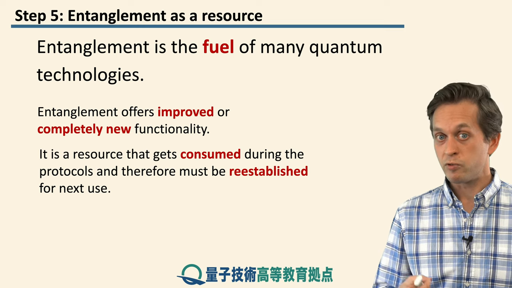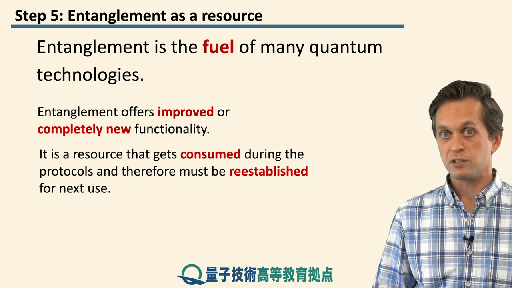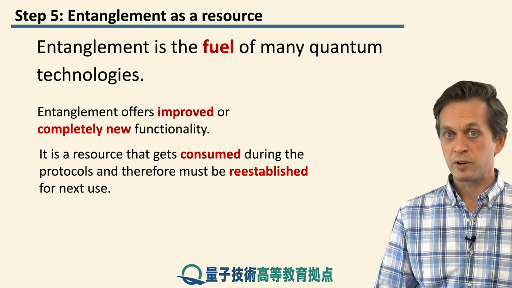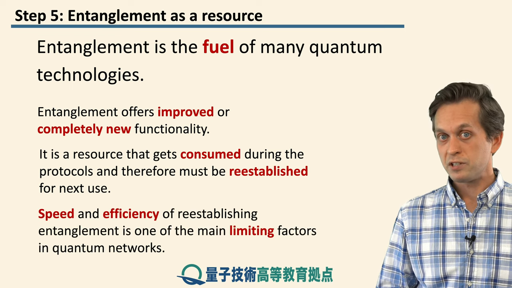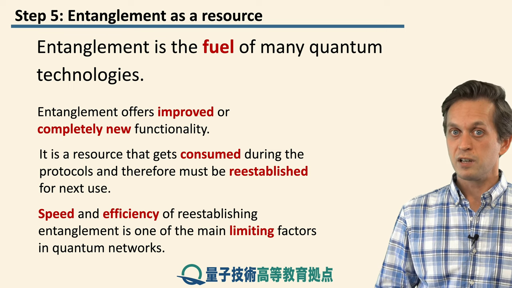And we must have a way of re-establishing it such that, again, we can take advantage of entanglement that is present in quantum technologies. And the speed and efficiency with which we can do this is one of the main limiting factors in quantum technologies such as quantum networks.